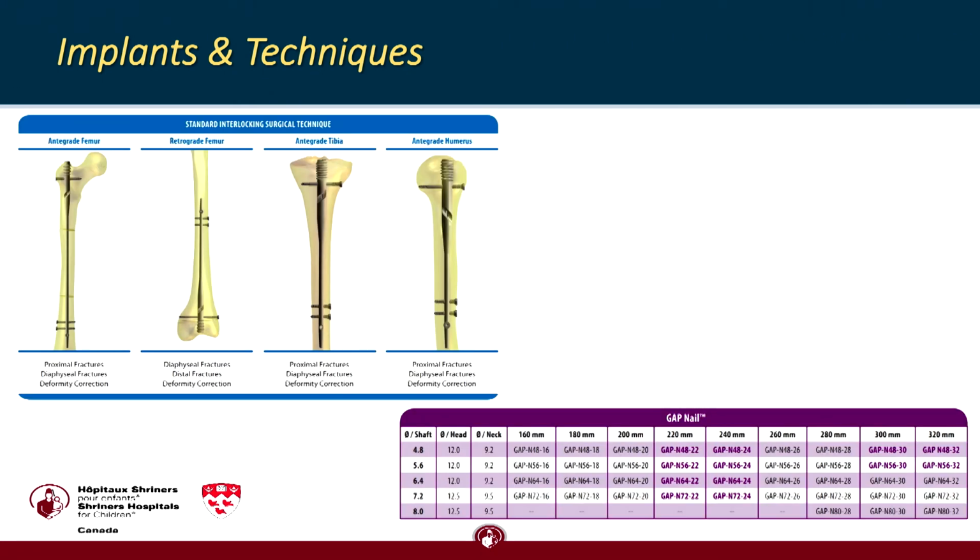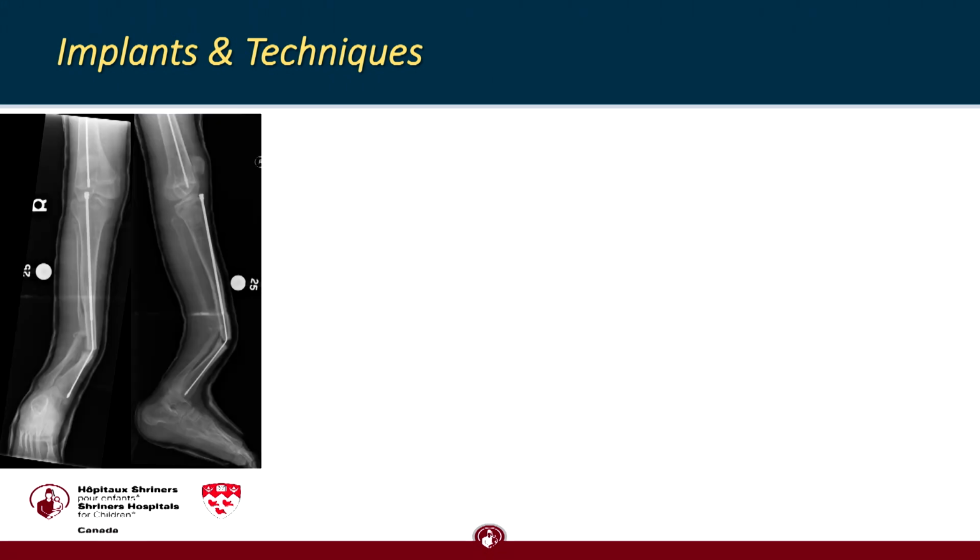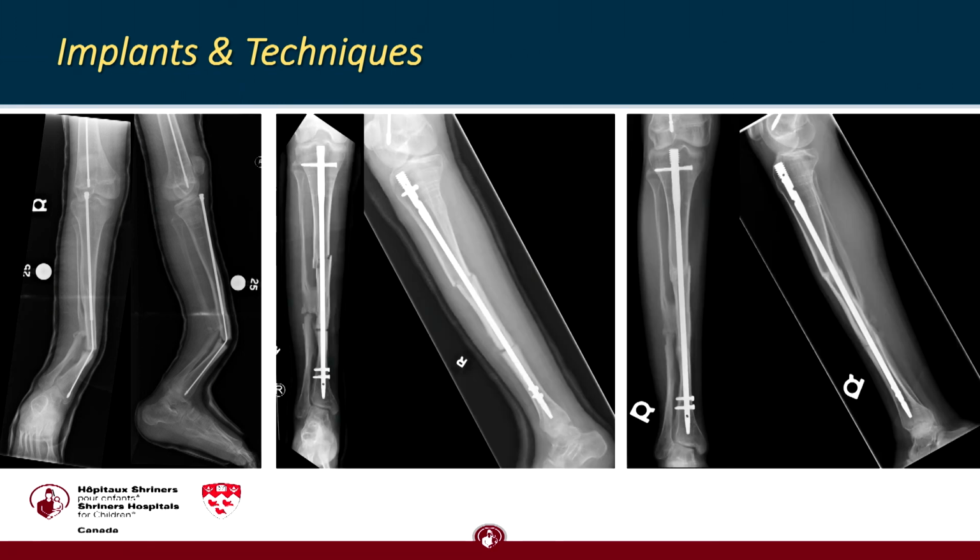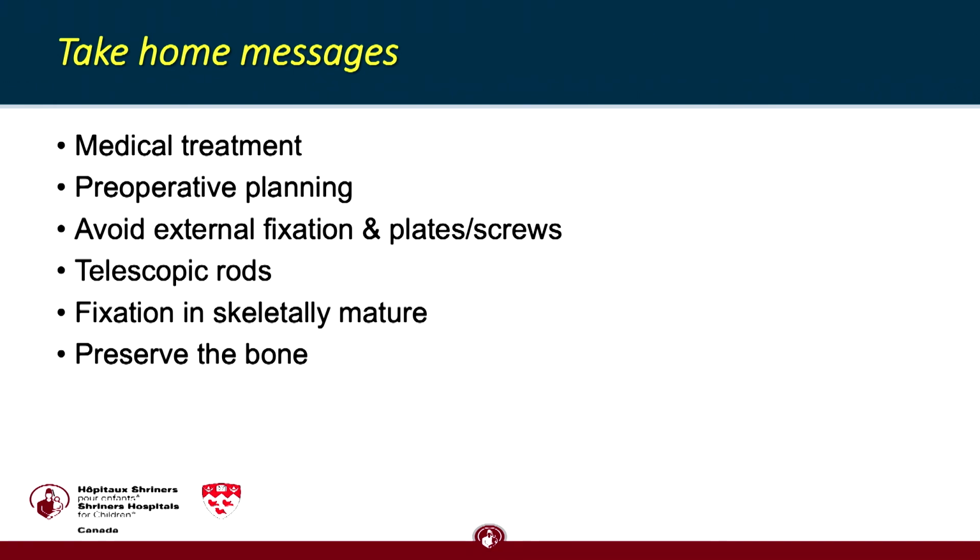Then there is another new implant, which is the gap nail. This is a solid nail, usually used for older children. This is an example of a case with a fracture over an FD rod that was treated with a gap nail. And just take-home messages for OI.